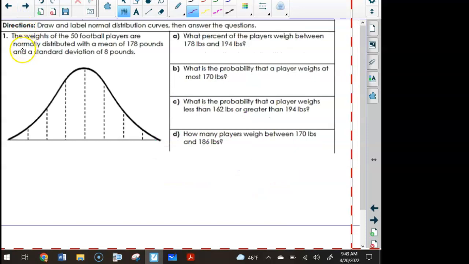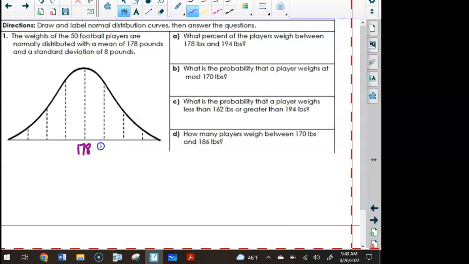All right, so we are going to draw and label, and you do have to do that on the quiz for one question. It says the weights of the 50 football players are normally distributed with a mean of 178 pounds. So in the middle here, we're going to label 178 pounds as the mean or the average, with a standard deviation of 8 pounds. We're going to keep adding 8 going up and subtracting 8 going down for each of these lines.